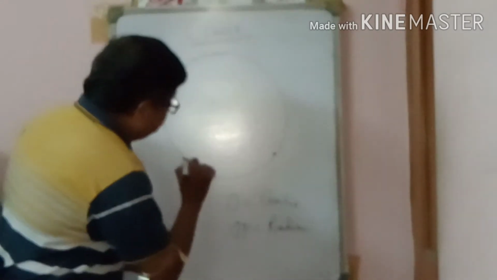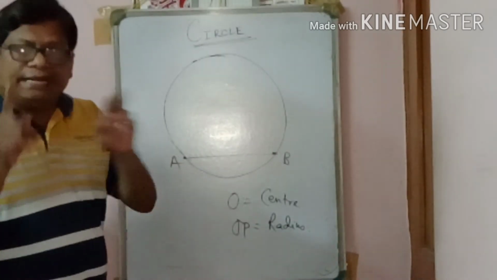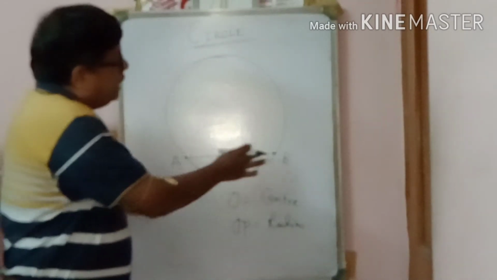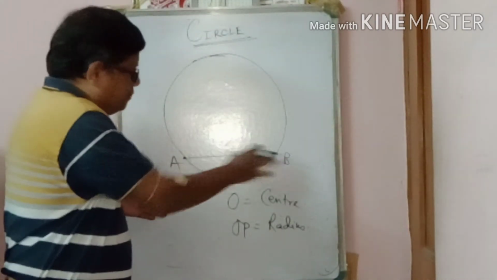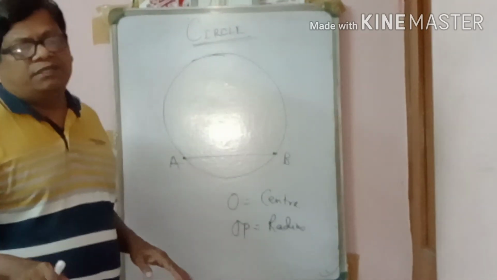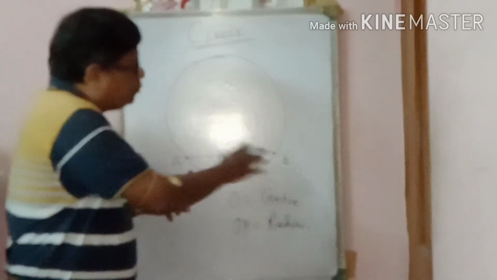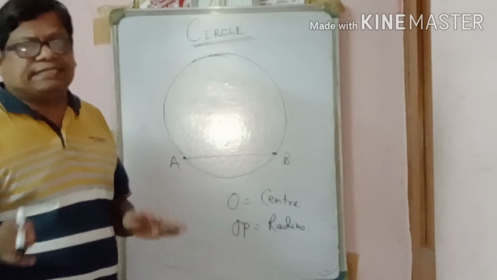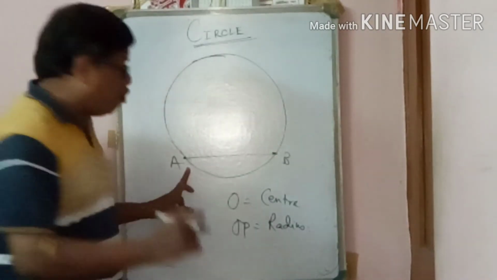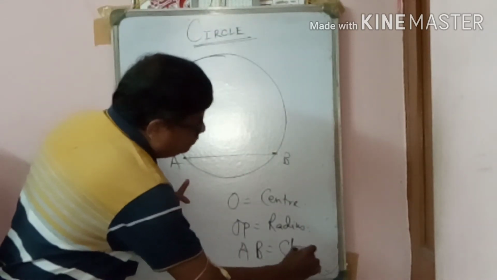You join A, B. The line segment intersects. See, A and B in the circle. The line segment joining two points, A a point on the circle and B also a point on the circle. The line segment joining between the points is called its chord. That is AB, right? AB chord.